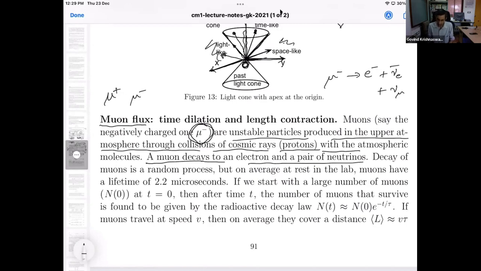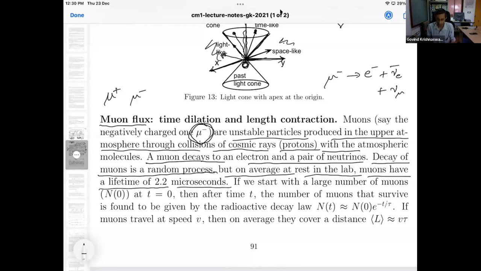The details of the decay are not important for us, but the main thing is that just like any other radioactive decay process, the decay of muons is a random process. If you have a muon in your lab in some container, you cannot tell when it is going to decay. But if you have 1 million muons, then you can tell on average how many will survive after some time. So that is predictable. On average, when they are at rest in the lab, muons have a lifetime of 2.2 microseconds.